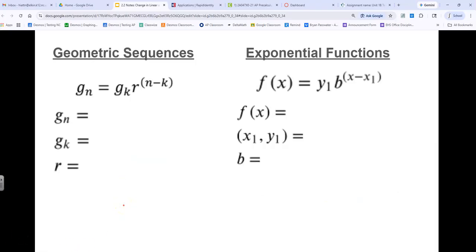All right, now let's look at that more complicated version. So sometimes we don't have G sub 0. We've got G sub k instead. So if we have G sub k, then G sub n is still our nth term or our general term. K is our kth term, or G sub k, sorry, our kth term, or we can think about that as our known term. And R is still our common ratio here.